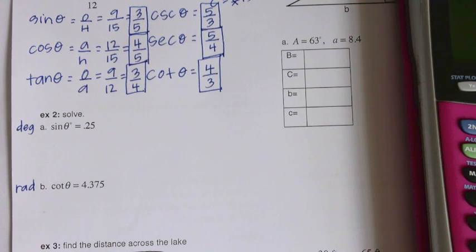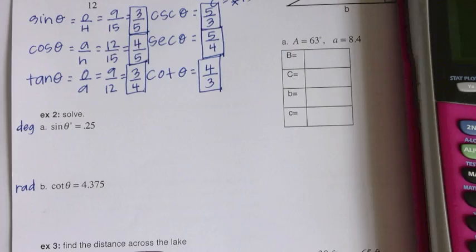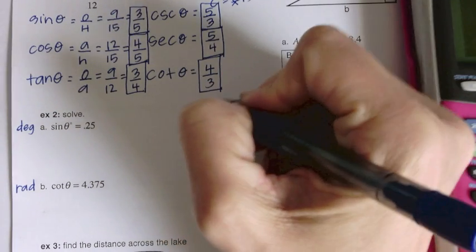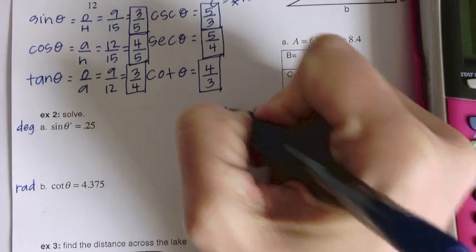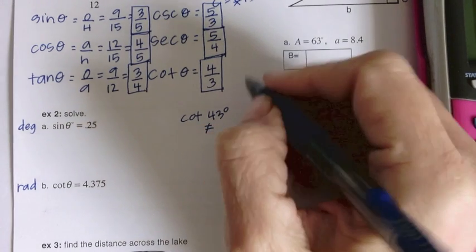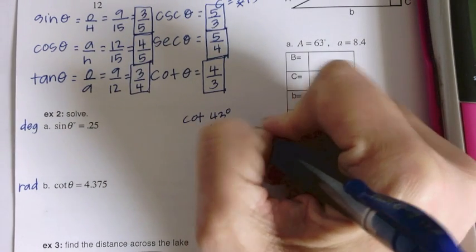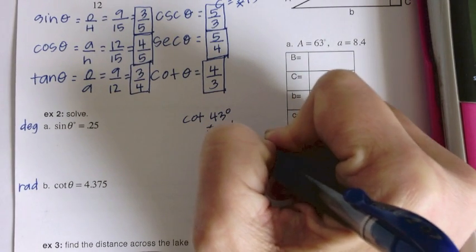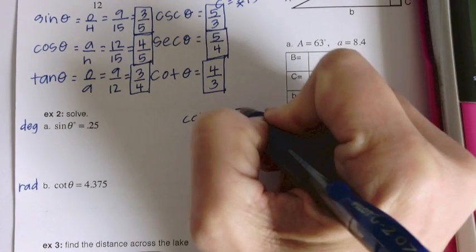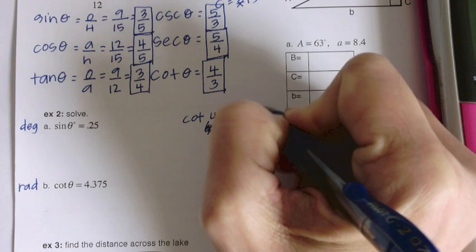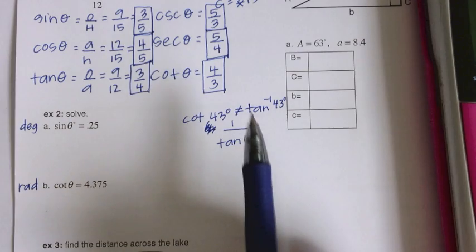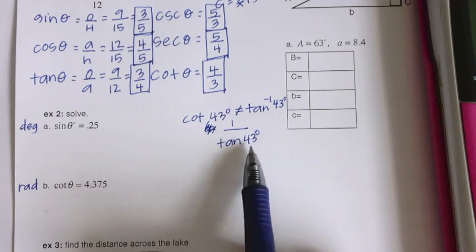So I told you guys yesterday that when you want to compute the cotangent of like 43 degrees, first of all, you have to do 1 over the tangent of 43 degrees. You definitely do not say that this equals the tangent inverse of 43 degrees. Those are not equal. If you want to do this, you have to write it as the reciprocal.